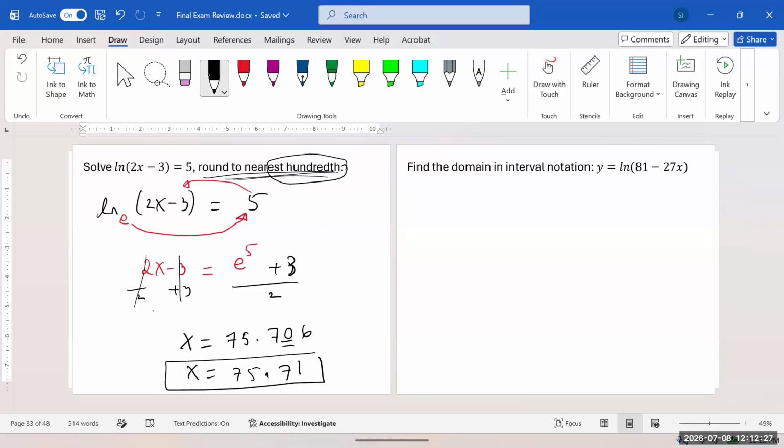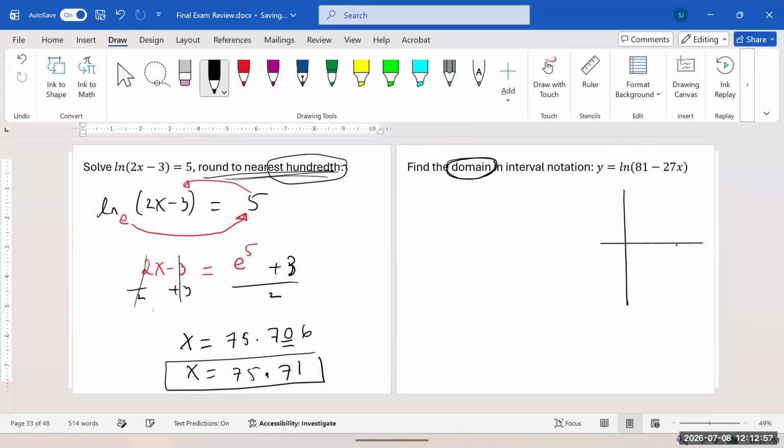Okay, the next one is domain for log. Domain for exponential is everything from negative infinity to positive infinity, but log is very dangerous. It doesn't take zero or negative numbers. Just like square root, but square root of zero exists, log zero doesn't exist.